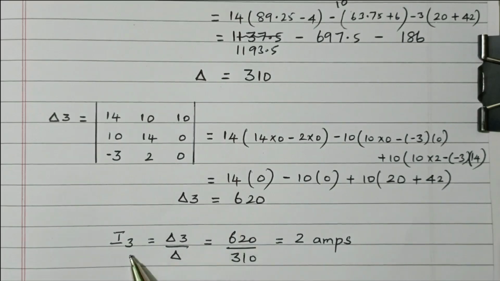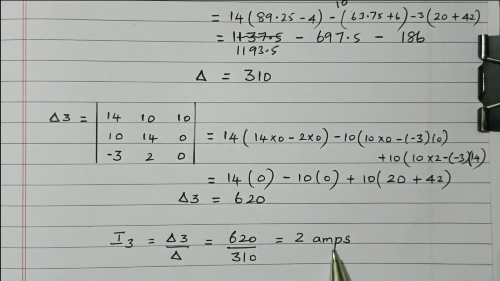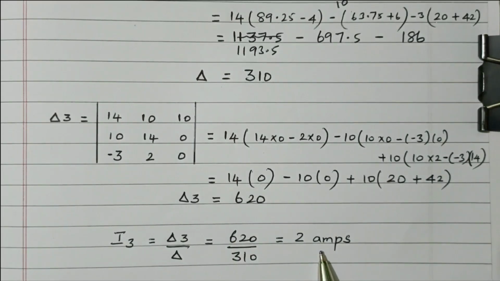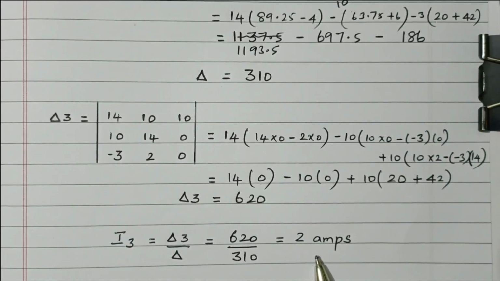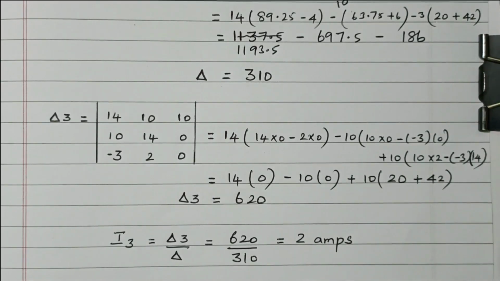So I3 equals delta 3 by delta, 620 divided by 310, which is 2 amperes, right? The I3 value is 2 amperes. Now we need to verify with the reciprocity theorem. That is, we transfer the voltage source available in the first loop into the third loop, and the current in the third loop will be reflected in the first loop. That same 2 ampere should be reflected in the first loop, and we need to verify it. So we'll go to step 2.